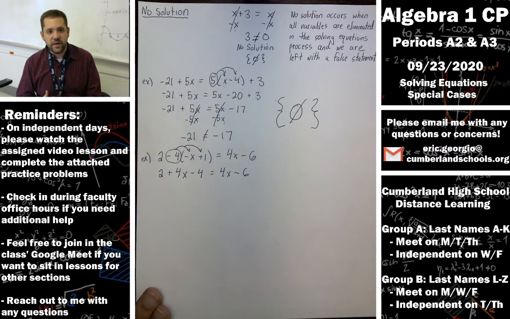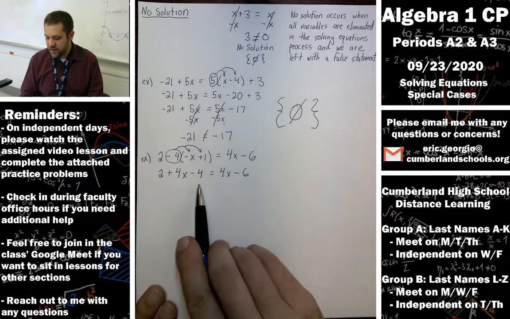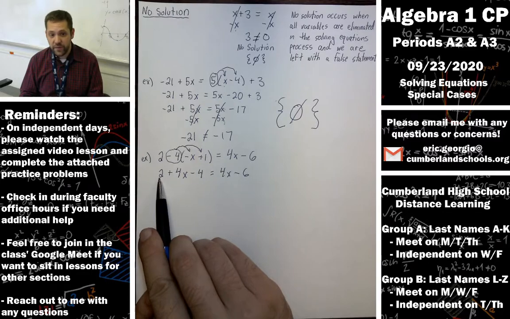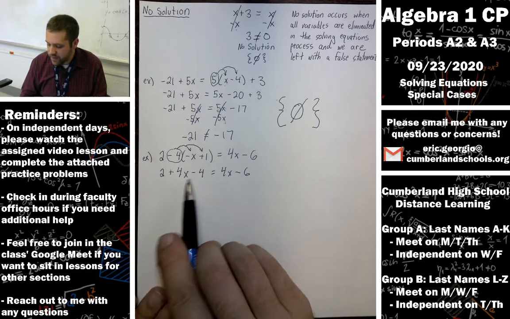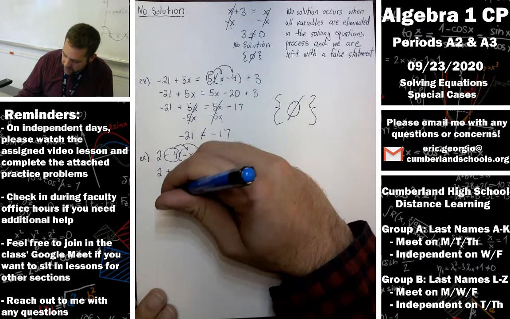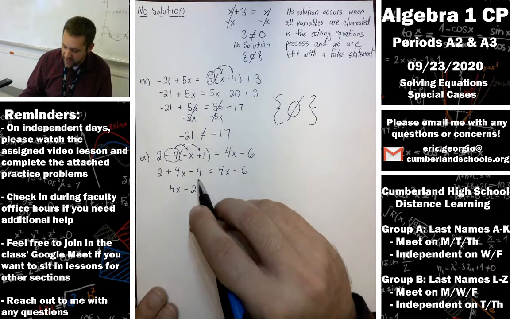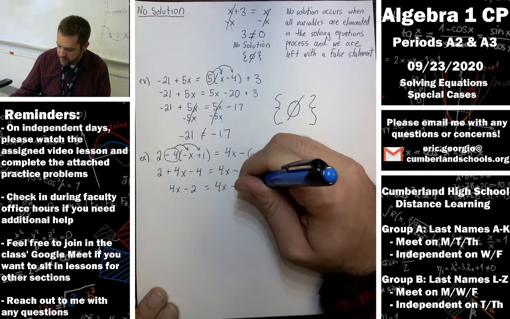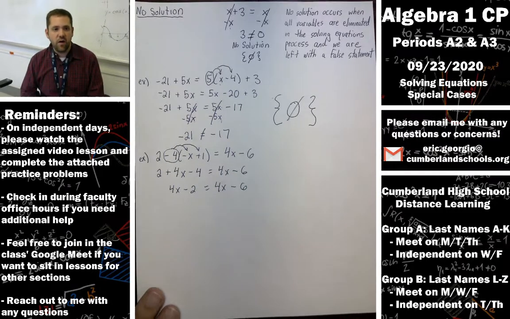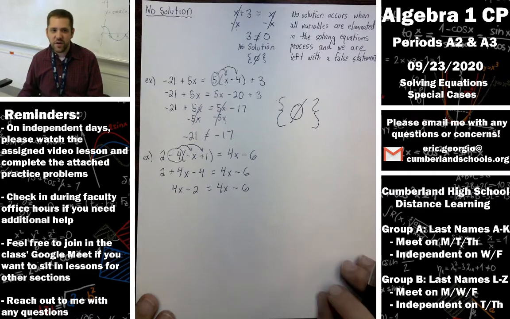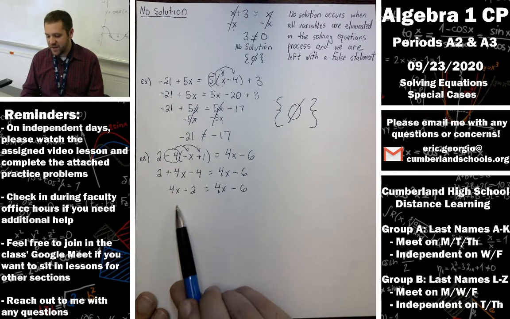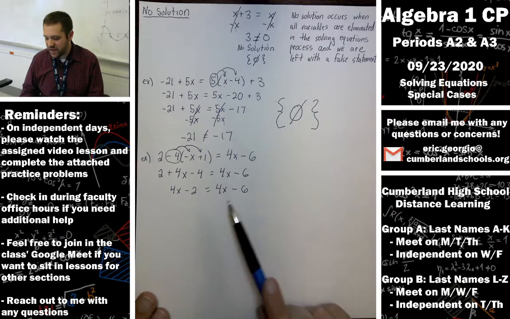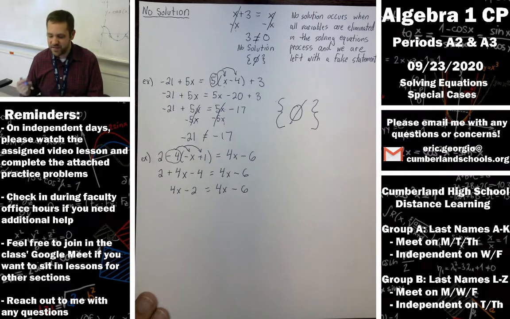We can go forward from here and combine some like terms on this side. Notice if this were a negative 2, we'd actually have a solution of all real numbers. Not the case though. Combine like terms here, I get 4x minus 2 because I have negative 4 plus 2 is negative 2, equals 4x minus 6. Already we see a conundrum occur, right? An impossibility. We can't take a number, multiply it by 4, then subtract 2, and expect to get the same answer when we take a number, multiply it by 4, and subtract 6. It's just not going to happen.